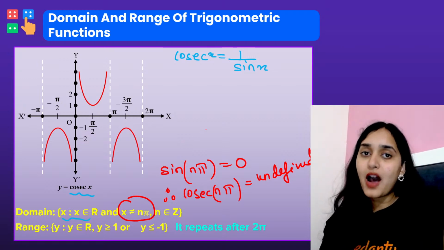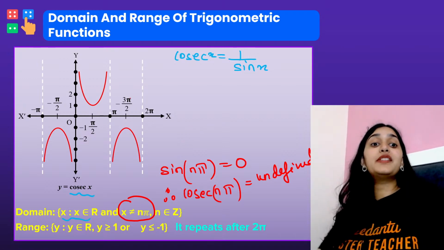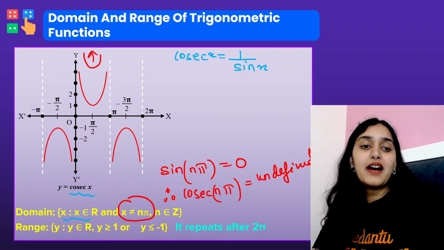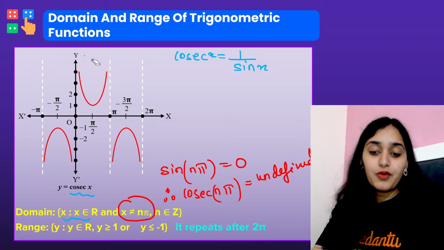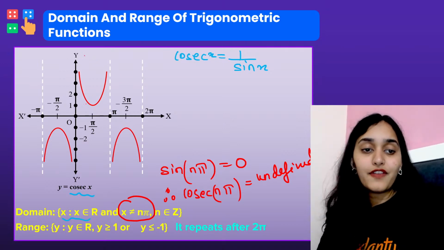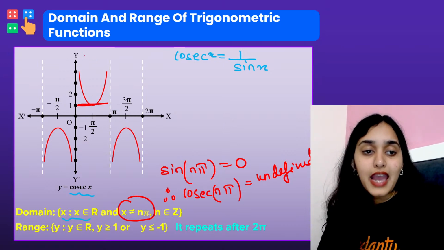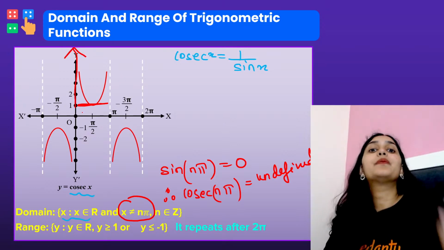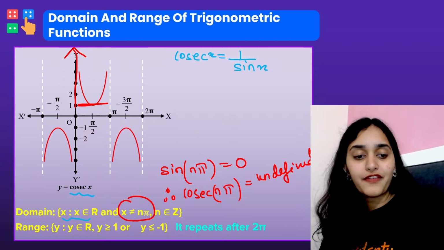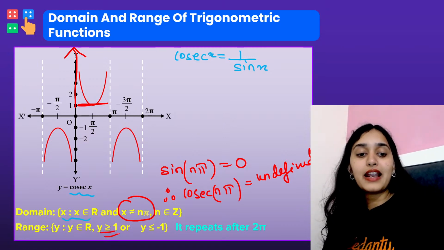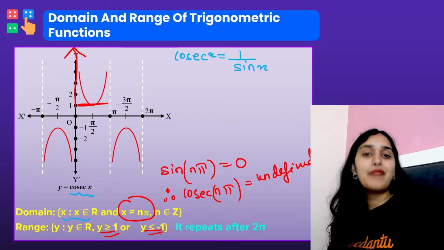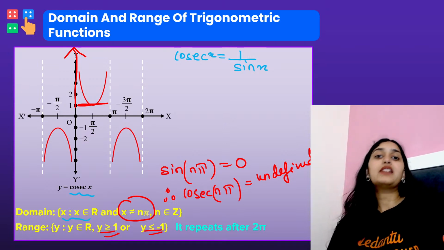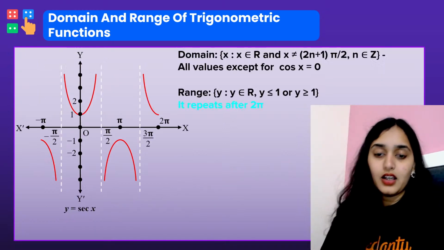And what about the output? If you observe the graph, it is an upward parabola-like curve. This upward curve basically starts from 1 and goes above 1. So basically the output of the cosec function is always greater than or equal to 1 or less than or equal to -1. It is never between 1 and -1. Okay, it's the opposite of the sine function.